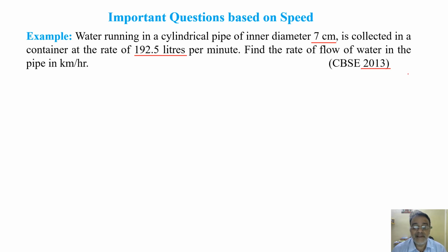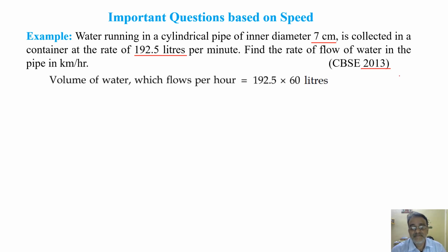So volume of water which flows per hour is given 192.5 लीटर पर मिनट. तो इंटू 60 करना पड़ेगा क्योंकि एक मिनट में स्पीड दिया हुआ है, तो 1 आवर में इंटू 60 करना पड़ेगा. 1 आवर इज इक्वल टू 60 मिनट, राइट. एंड 1 लीटर इज इक्वल टू 1000 सेंटीमीटर क्यूब. सो 1 सेंटीमीटर क्यूब में लिखने के लिए 1000 से इंटू करना पड़ेगा. दिस इज क्लियर? Yes, sir. Now we'll keep like that only.